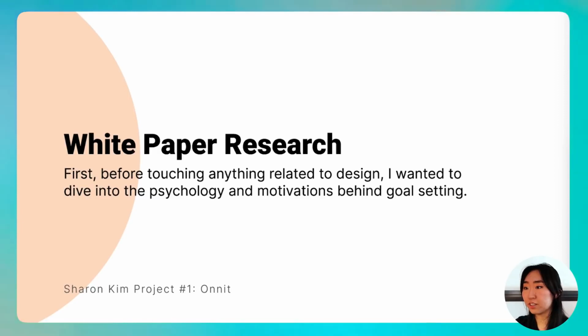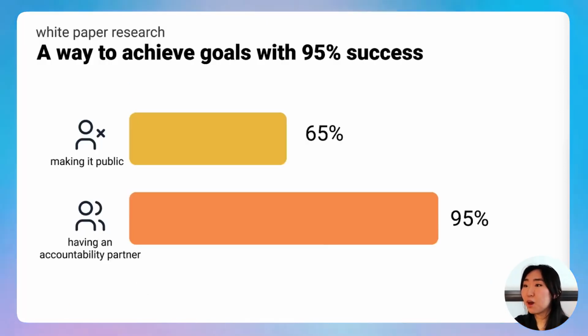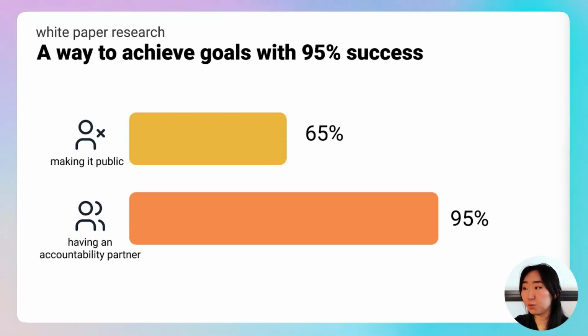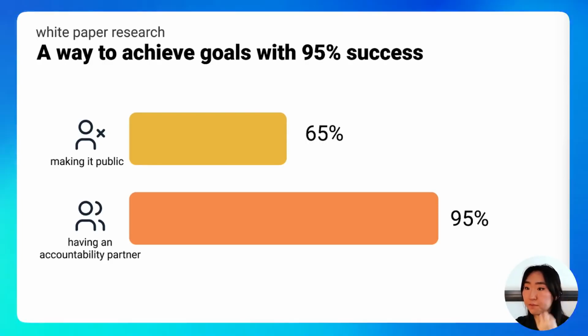And during this research, I stumbled upon a really interesting statistic from the American Society of Training and Development. And this statistic was, people are 65% likely to meet a goal after making that goal public, but their chances of success increase to 95% when they have a specific accountability partner to report to. Personally, I have never heard about this before, and although I thought it was super interesting, I still just wanted to keep this in the back of my mind while I did other research and expand my horizon.